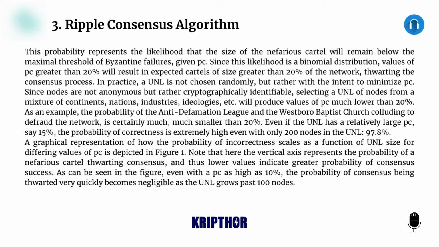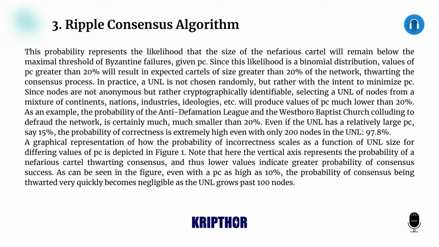In practice, a UNL is not chosen randomly, but rather with the intent to minimize Pc. Since nodes are not anonymous but rather cryptographically identifiable, selecting a UNL of nodes from a mixture of continents, nations, industries, ideologies, etc. will produce values of Pc much lower than 20%. As an example, the probability of the Anti-Defamation League and the Westboro Baptist Church colluding to defraud the network is certainly much, much smaller than 20%.